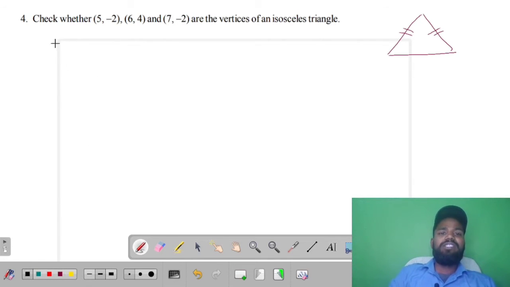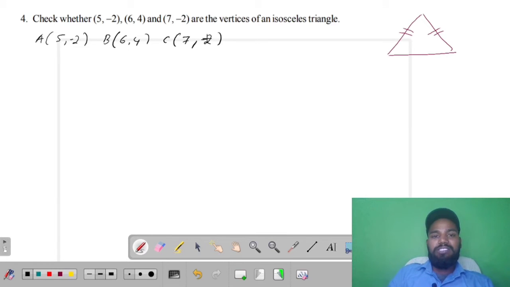What are the vertices given here? A is (5, -2), B is (6, 4) and C is (7, -2). So these are the vertices given here. We need to find AB, BC and AC. So you should find these sides AB, BC and AC. First we take AB.